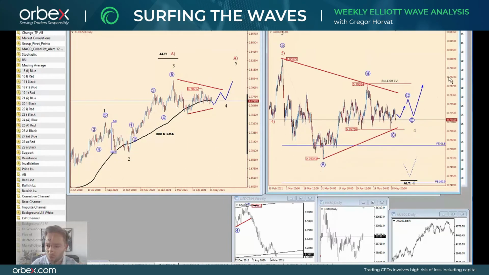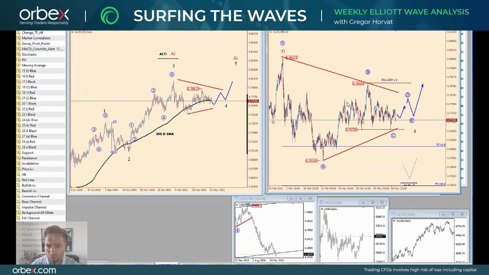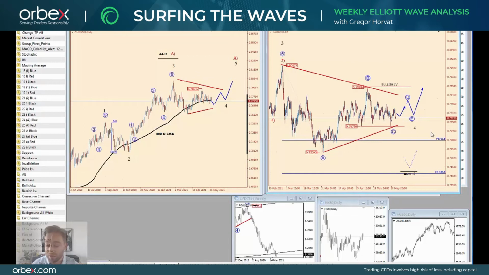And looking at the 4-hour chart, I'm tracking potential triangles at A, B, C, D, E. So waves D and E are still missing, and we could easily consolidate even through the first part of June, or let's say for the next 2, maybe even 3 weeks.